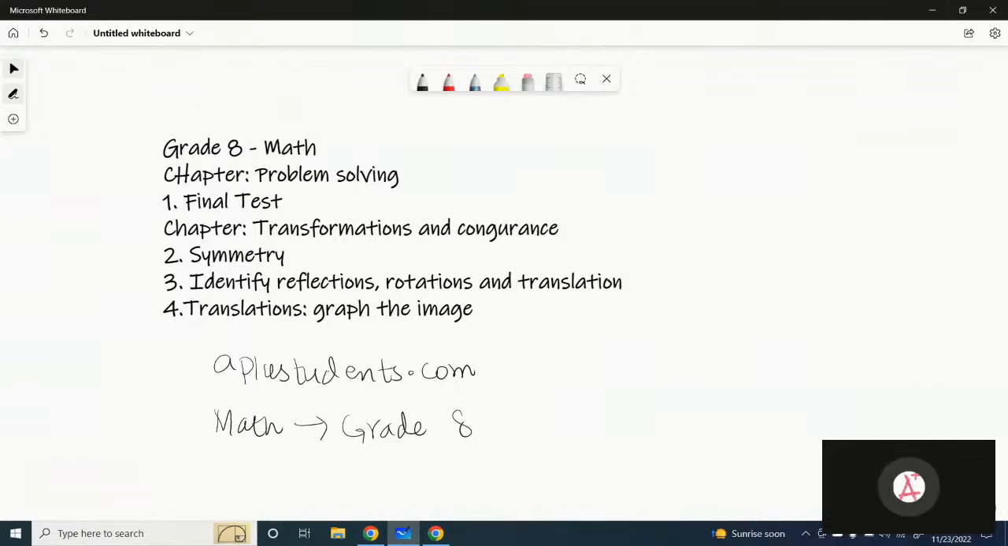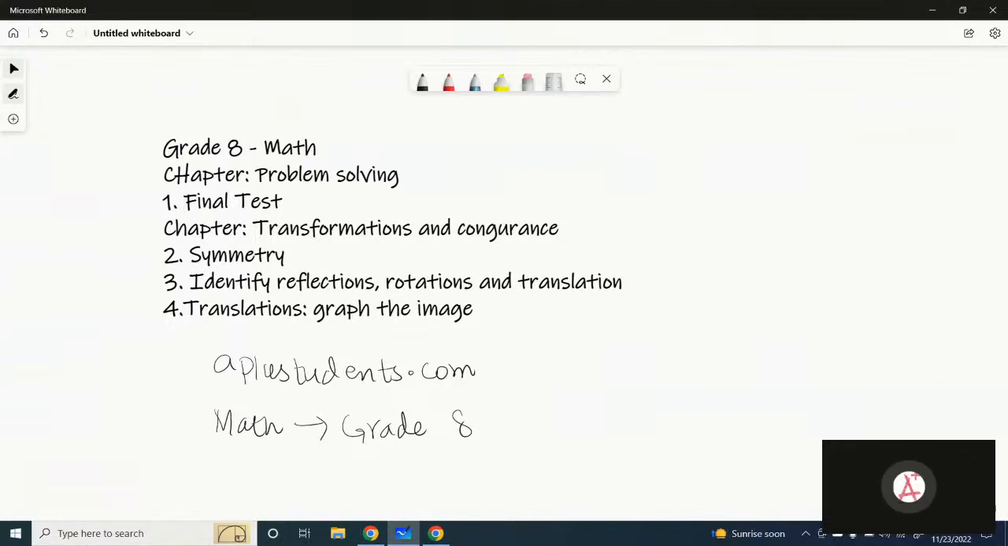So here is the list of the topics we are going to cover today. We are going to do the final test of the chapter problem solving. Then we're going to start the new chapter, that is transformations and congruence. The lesson we are going to cover today from the chapter is symmetry. Identify reflections, rotations, and translations. Then the next topic is translations, graph the image.